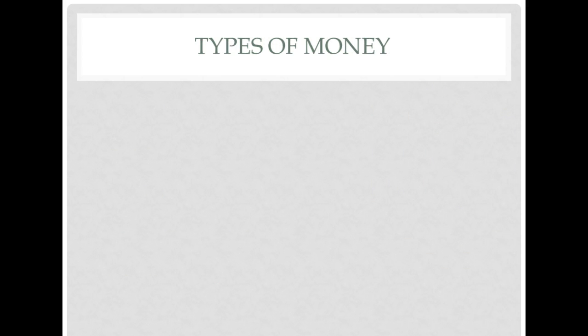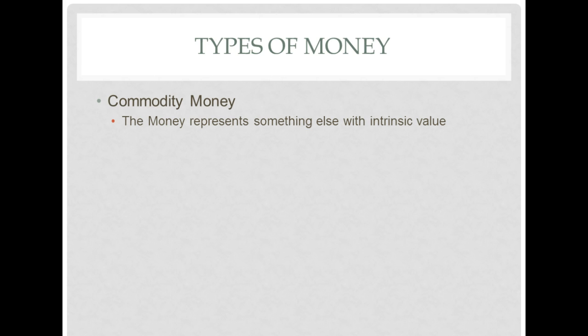Okay, types of money. There are two types of money that we've looked at throughout history, and we're going to look at here in this class. The first is what's called commodity money. And commodity money is money that represents something else with intrinsic value. So in this case, essentially the money itself doesn't have any value, but it represents something that does.